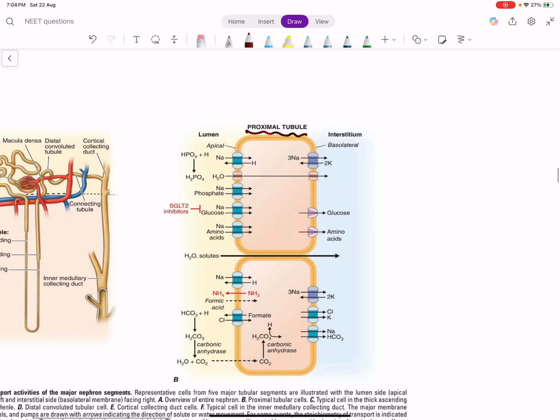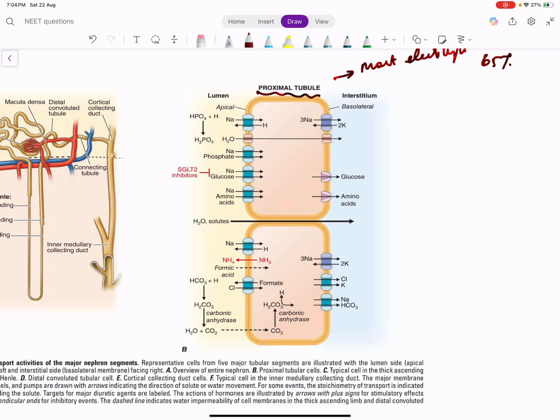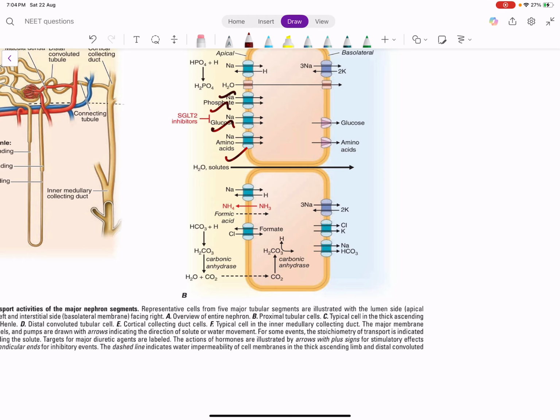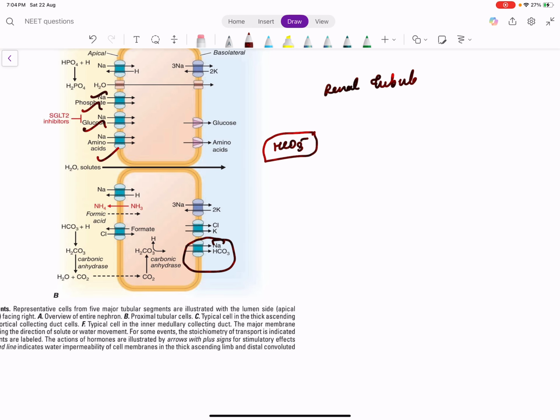Proximal tubule is easy to understand, like most of the electrolytes are reabsorbed here. Like 65% of the water and 65% of the electrolytes are reabsorbed here. From the lumen you can see sodium is reabsorbed, phosphate is reabsorbed, glucose is reabsorbed, amino acids are reabsorbed. Plus bicarb is reabsorbed here, that you have to remember, because there's a disease called renal tubular acidosis. Renal tubular acidosis is also a disease of the tubules.